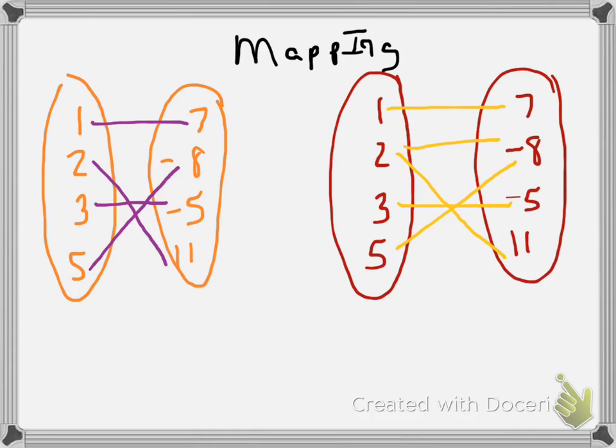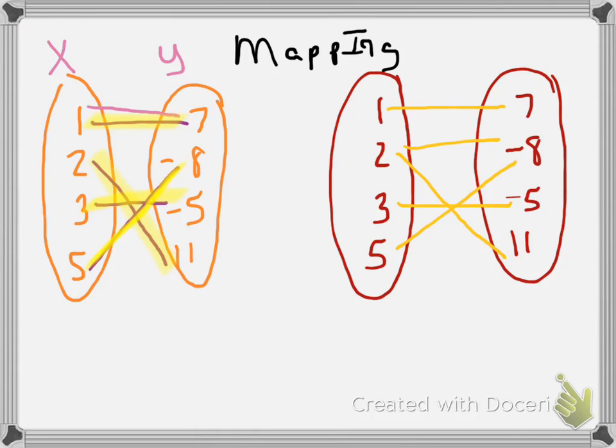With a mapping, notice here's our x's, here's our y values. Notice every x goes to a unique y value. So each x goes to a single y value.